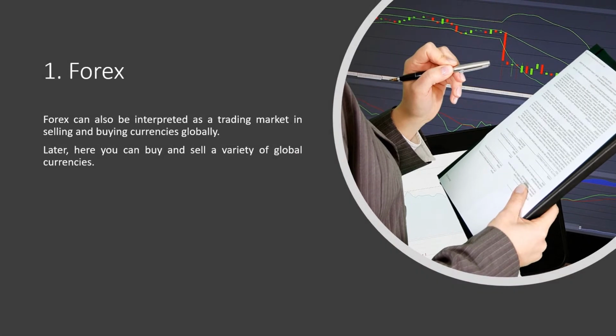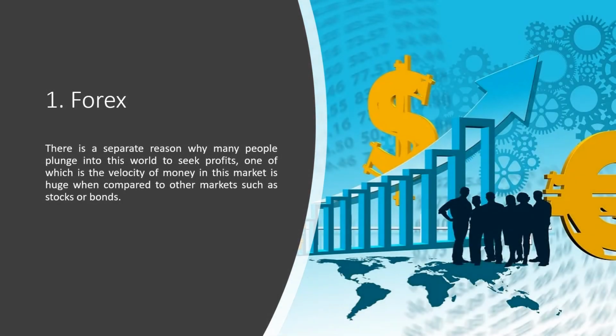1. Forex. Forex can also be interpreted as a trading market in selling and buying currencies globally. Later, here you can buy and sell a variety of global currencies. There is a separate reason why many people plunge into this world to seek profits, one of which is the velocity of money in this market is huge when compared to other markets, such as stocks or bonds.